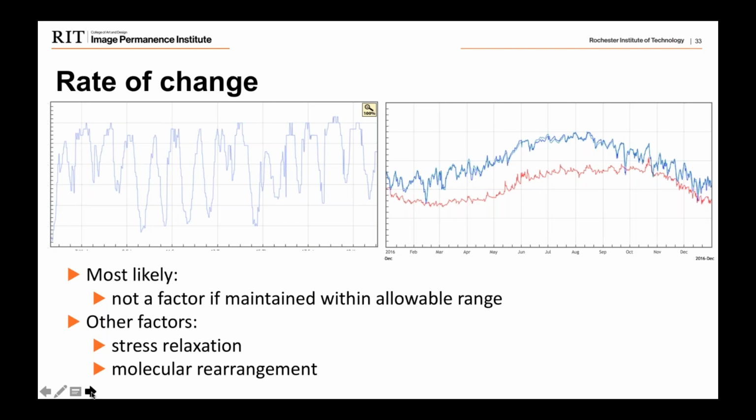Okay, so moving on to the rate of change. Again, it's a slow equilibration, and the material is regulating the rate. It's controlled by diffusion. So it seems likely, from our current understanding, that the rate of change is not a factor. The main thing that matters is that it's kept within the allowable range. I'll talk a little more about an allowable range, but for now, consider 30 to 60% relative humidity. So staying within the range is the most critical part.